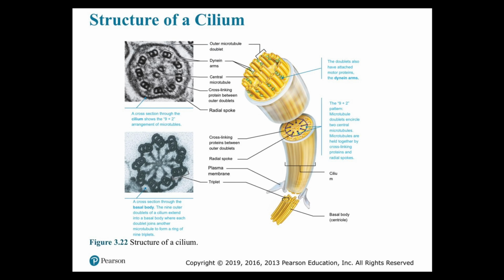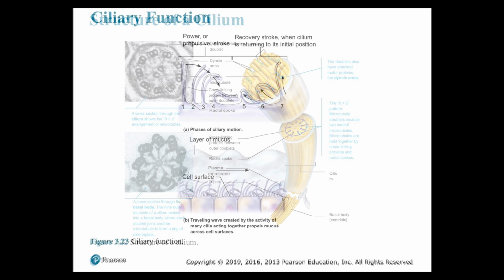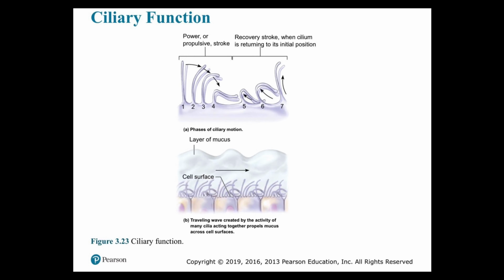This is figure 3.22, the structure of a cilium. A cilium is the singular for cilia. So again, note the 9+2 arrangement of microtubules. There are 9 sets of 2. Figure 3.23, ciliary function. So in figure A, it just shows you the movement of cilia. So there's a power or propulsive stroke and then a recovery stroke. It's pretty much similar to when you row a boat.